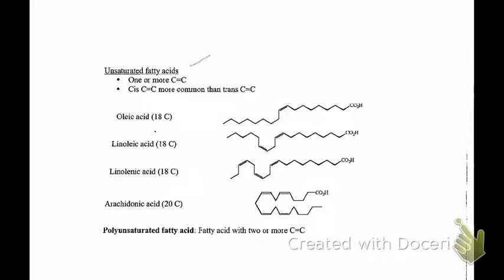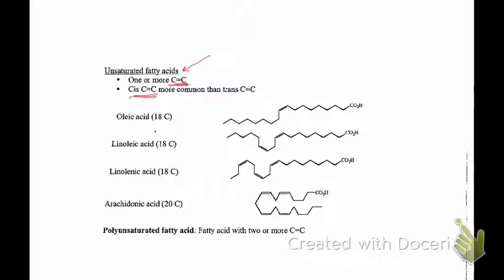So you can also have unsaturated fatty acids. Unsaturated fatty acids contain carbon chains that have one or more carbon-carbon double bonds. It turns out the cis carbon-carbon double bond is more common than the trans.